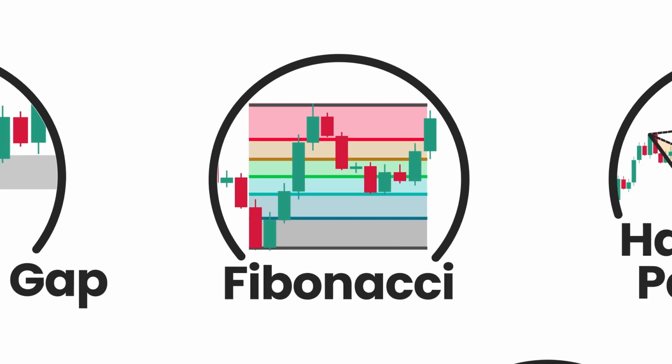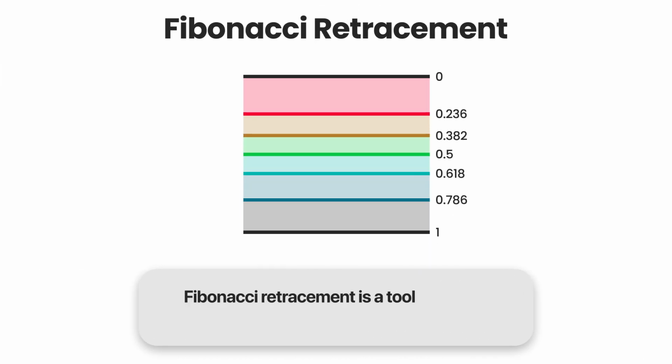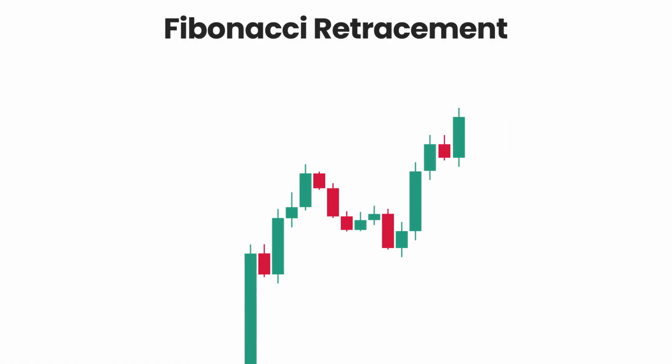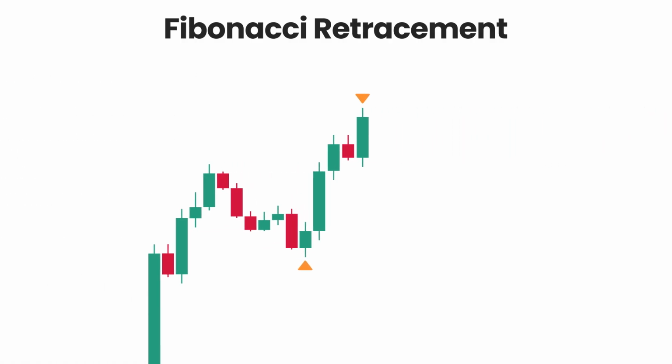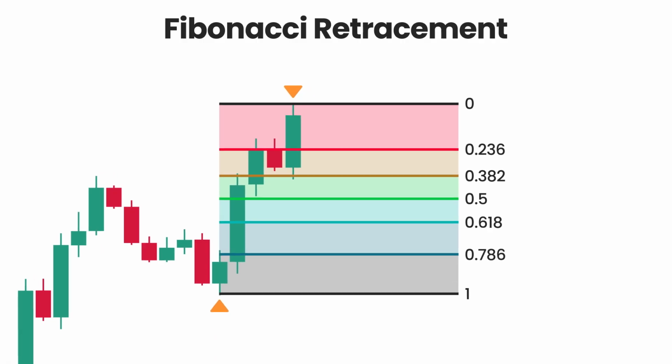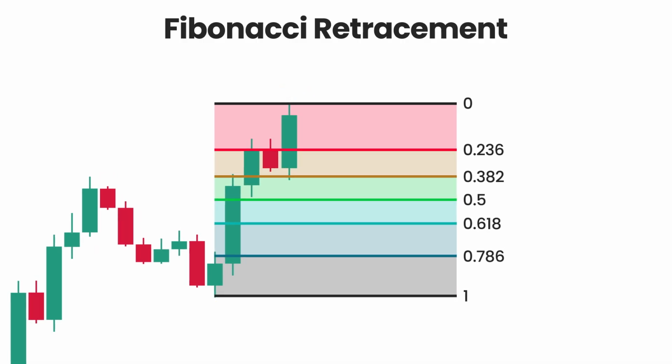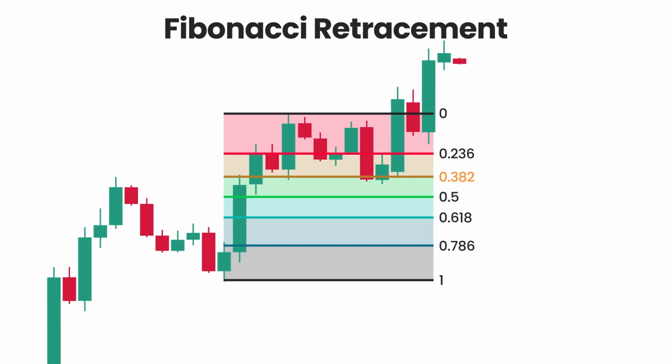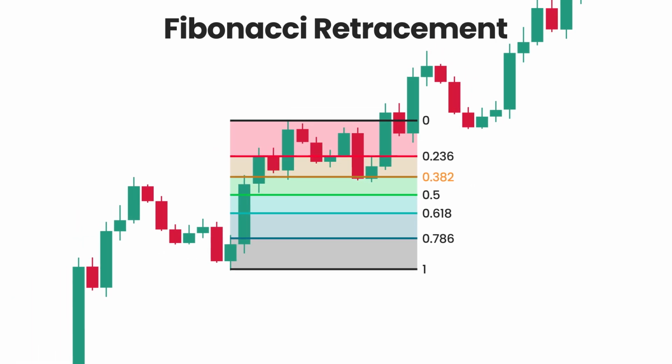Fibonacci Retracement. Fibonacci retracement is a tool that plots horizontal levels based on Fibonacci ratios. Traders usually apply it by identifying a swing low and a swing high, then drawing the tool between those 2 points. Once the tool is placed, it highlights levels where price may pull back before continuing in the original direction. Some of the most watched levels are 0.382, 0.5, and 0.618. Many traders pay close attention to the 0.382 level because shallow retracements often reverse from there in strong trends.